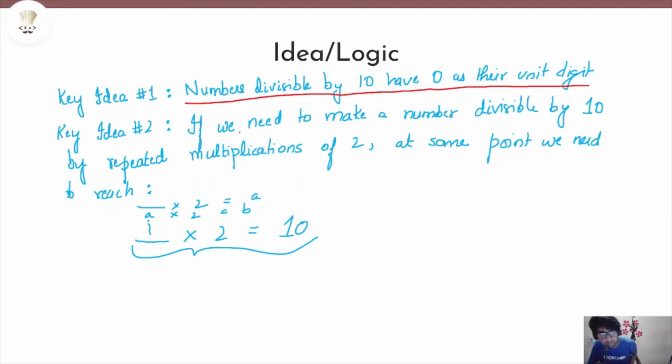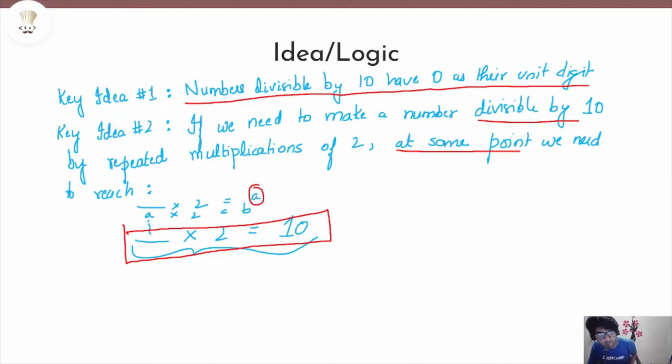The second idea that we need to note is if we need to make a number divisible by 10 by repeated multiplications by 2, at some point we will reach this crossroad where something into 2 has to be 10. Suppose we have a number at the starting and we multiplied that number by 2 and we got a. Now with this new number a, which is basically twice our previous number, we again multiply a by 2, we get b. So on and so forth, we do it multiple times and finally we need to get a place where something into 2 will make our units digit 0.